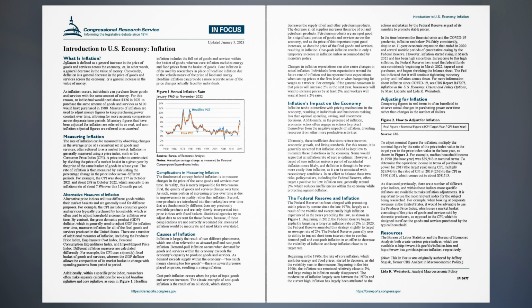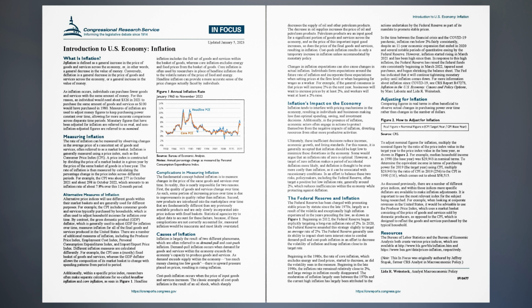Alternative measures of inflation. Alternative price indices will use different goods within their market baskets and are generally used for different purposes. For example, the CPI includes consumer goods and services typically purchased by households, which is often used to adjust household incomes for inflation over time. By contrast, the gross domestic product, GDP, deflator, which is generally used to adjust GDP for inflation over time, measures inflation for all of the final goods and services produced in the United States.